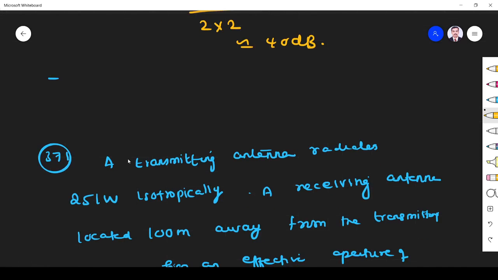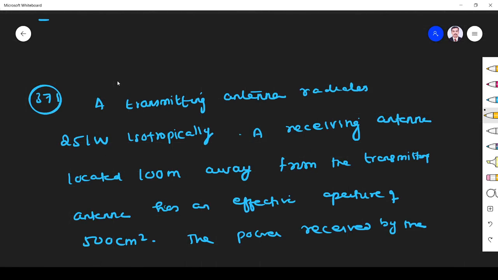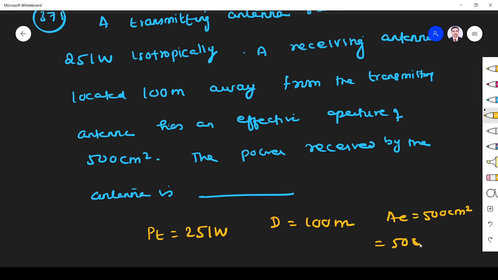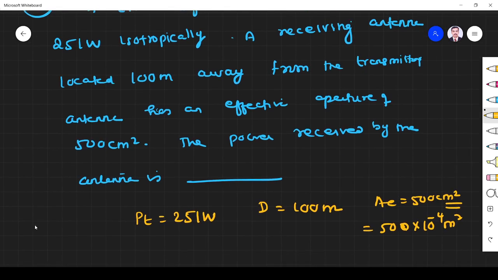Okay. Next, a transmitting antenna radiates 251 watts isotropically. A receiving antenna located 100 meter away from the transmitting antenna has an effective aperture of 500 centimeters square. What is the total power received by the antenna? So power transmitted by the antenna is 251 watts. Distance between the two antennas is 100 meter. Effective aperture area A is 500 centimeters square, that is 500 into 10 power minus 4 meters square. Don't forget it is centimeter square.